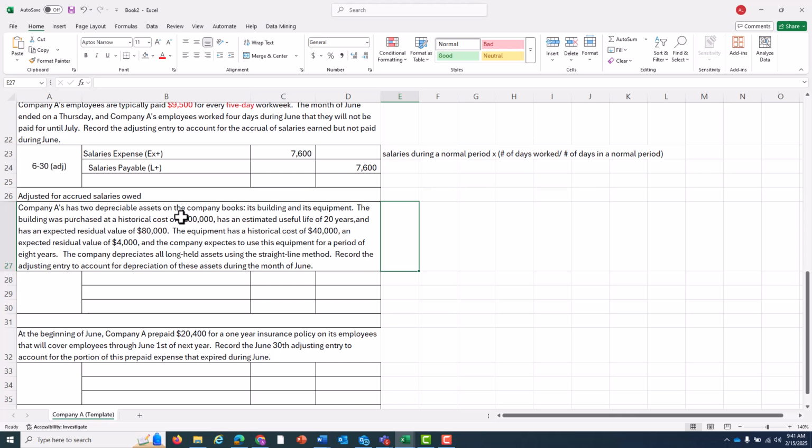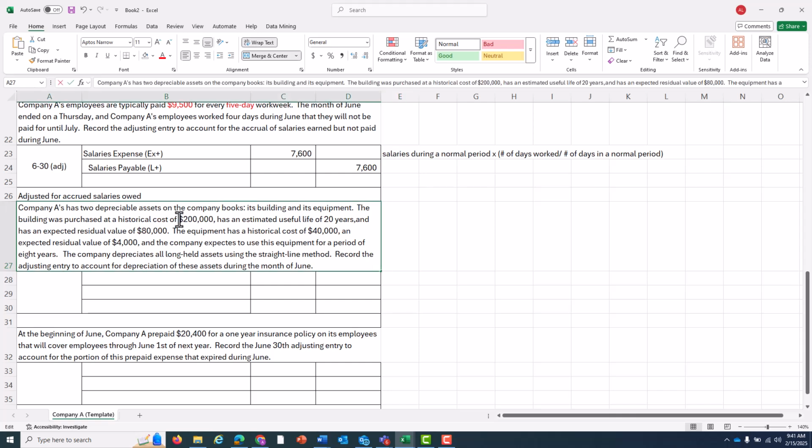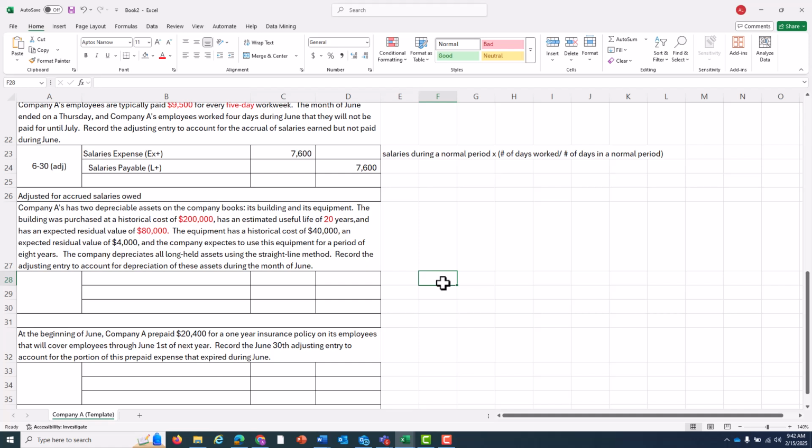The building that we have originally cost us $200,000. I'm going to highlight that right there because that is the historical cost of the building. We estimate that we're going to use that building for 20 years, and when we are done using the building, we'd be able to resell it for $80,000, assuming that we didn't make any improvements to it during the period. We just bought it and then used it heavily for 20 years, and then decided to get rid of it when it's semi-dilapidated. We could still sell it for 80 grand.